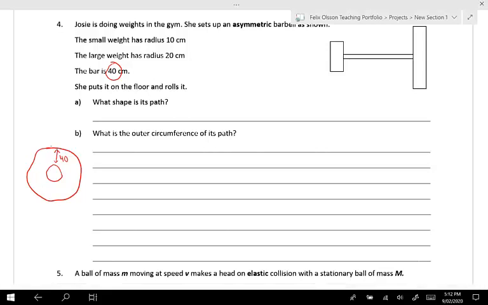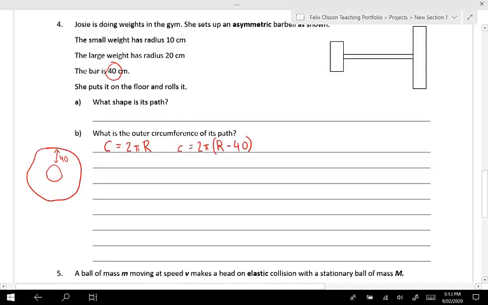So we can first of all say that 2 pi R is equal to big C, and little c is equal to 2 pi (big R minus 40). There's a second condition here that we can impose, and that is that as it rolls, both the small weight and the big weight will complete the same number of complete revolutions by the time it's rolled a full circle.